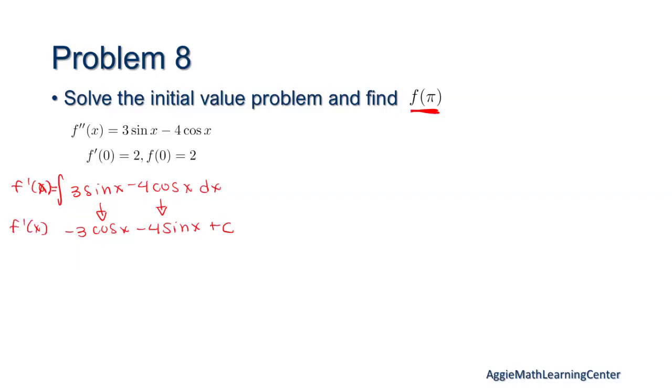Why would it be negative 4 sine and not 4 sine? Okay, so when I take the derivative of sine of x, what do you get? Cosine of x. So if I take the integral of a positive cosine, I'm going to get positive sine, like I'm going backwards. So if I take the integral of a negative cosine, then I'm going to get a negative sine.